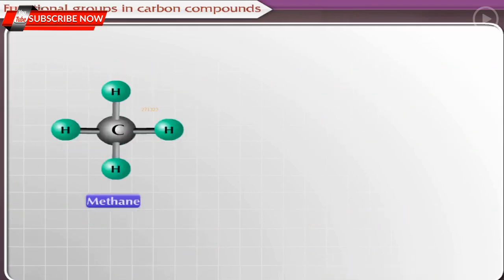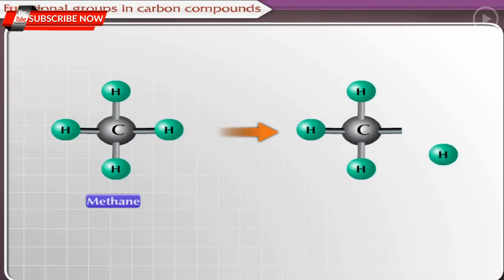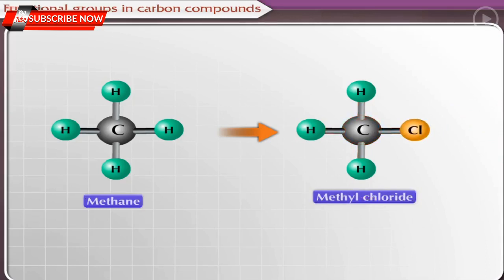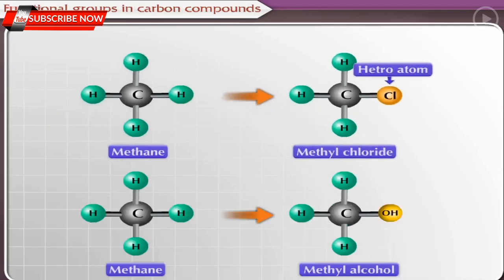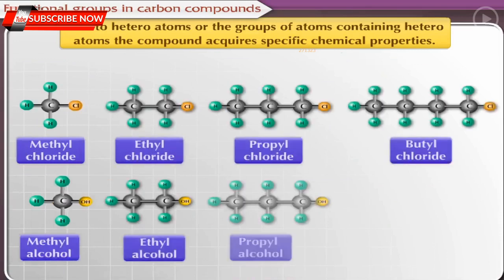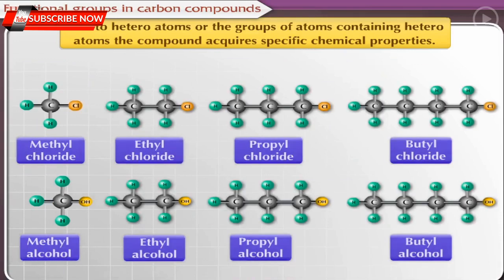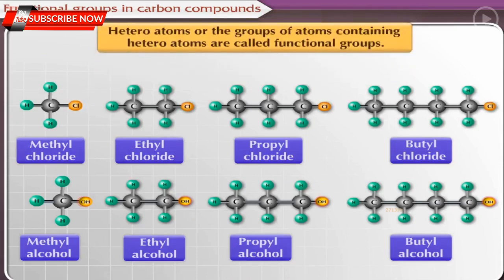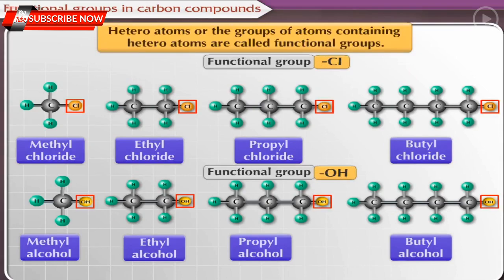The atoms of these elements substitute one or more hydrogen atoms in the hydrocarbon chain, and thereby the tetravalency of carbon is satisfied. The atom of the element which is substituted for hydrogen is referred to as a heteroatom. Sometimes these heteroatoms are not alone but exist in the form of certain groups of atoms. Due to these heteroatoms or the group of atoms containing heteroatoms, the compound acquires specific chemical properties irrespective of the length and the nature of the carbon chain in that compound. Therefore, these heteroatoms or the groups of atoms containing heteroatoms are called functional groups.